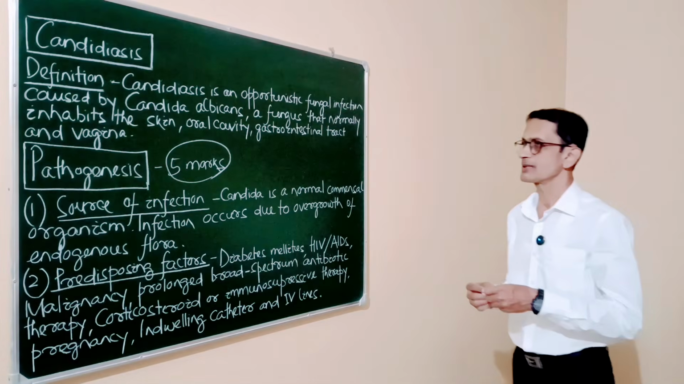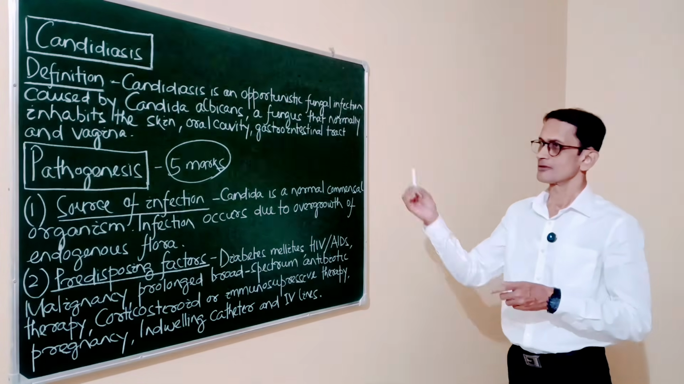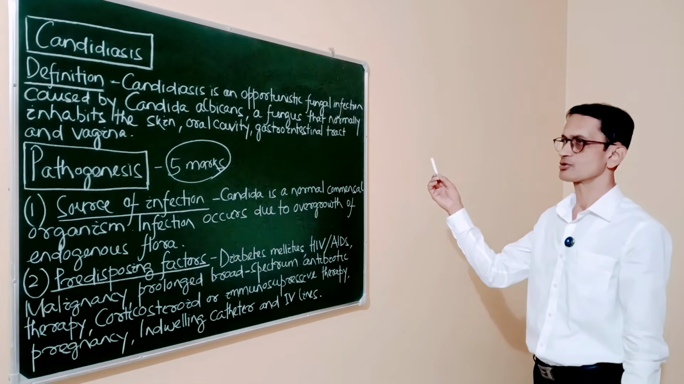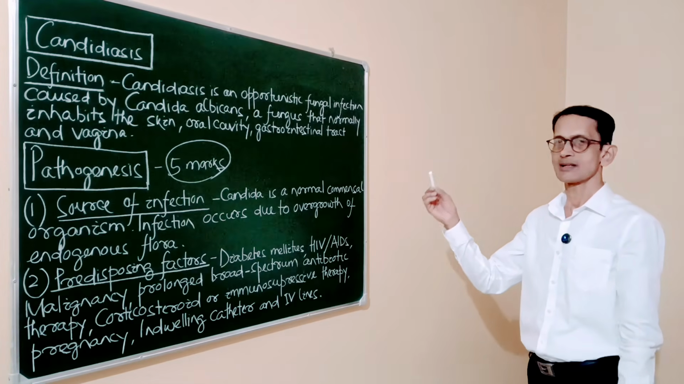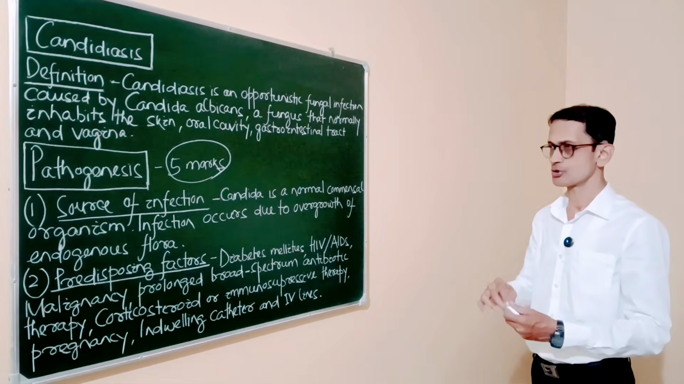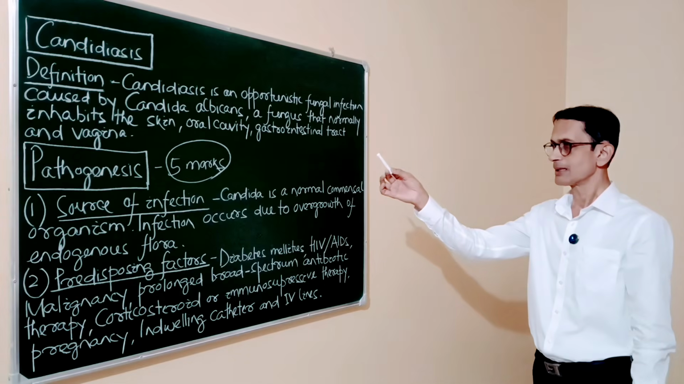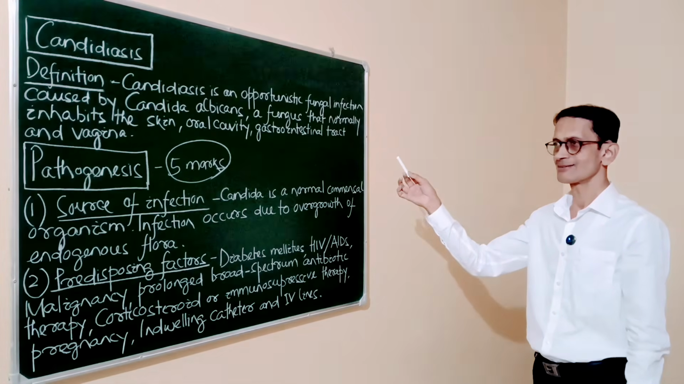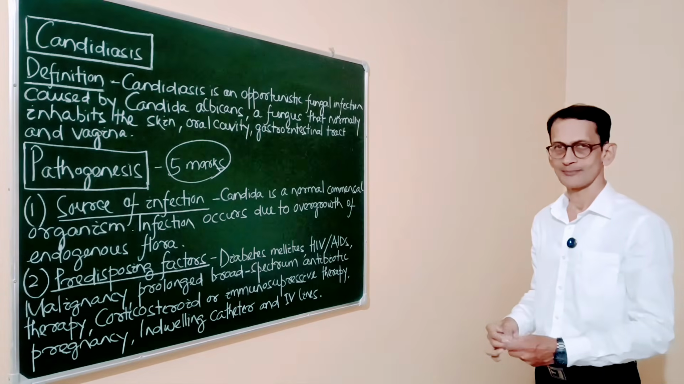So, start with Candidiasis. Definition. Candidiasis is an opportunistic fungal infection caused by Candida albicans, a fungus that normally inhabits, means normally present in the human body, where? In the skin, oral cavity, gastrointestinal tract and vagina.